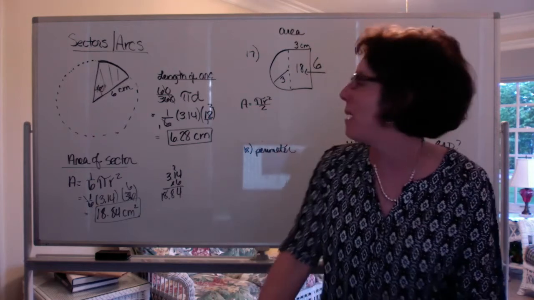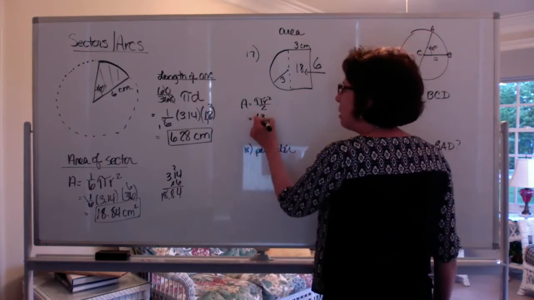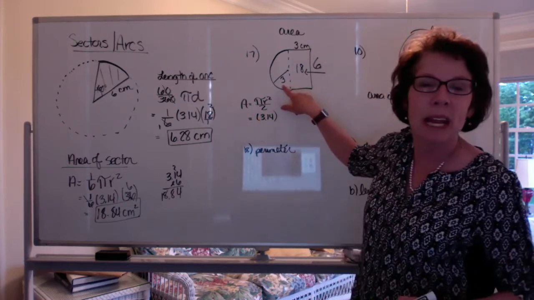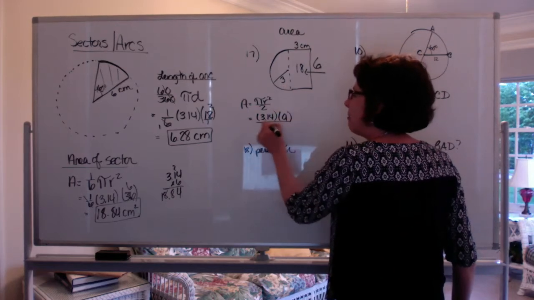It's pi r squared divided by 2. Okay, all right. Sorry about that, guys. We're gonna get through this. Pi r squared divided by 2. Now let's go ahead and see what that is. Pi is 3.14. My radius is 3. And 3 is going to be squared to 9, and I'm going to divide by 2.